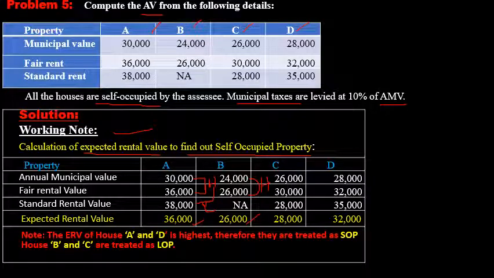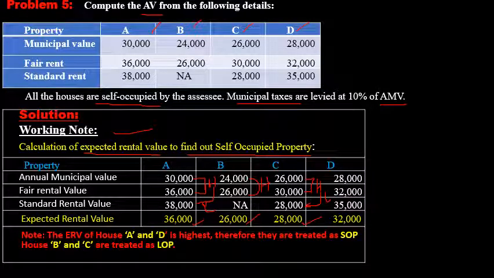So standard rental value is not applicable, so whenever there is no standard rent, municipal value or fair rent, whichever is the highest, is the expected rental value. Next property C, 36,000 or 30,000, municipal value or fair rental value, whichever is the highest. The highest is 30,000. Next, 30,000 or 28,000, whichever is the lowest. So lowest is 28,000. So that is the expected rental value.